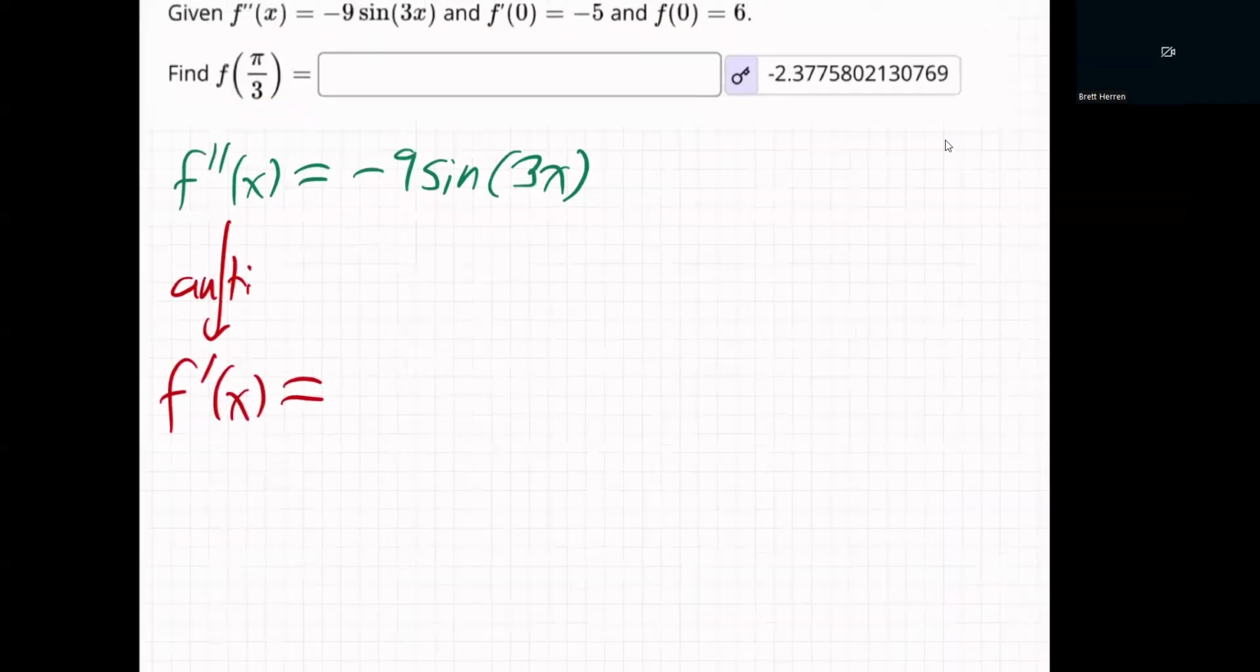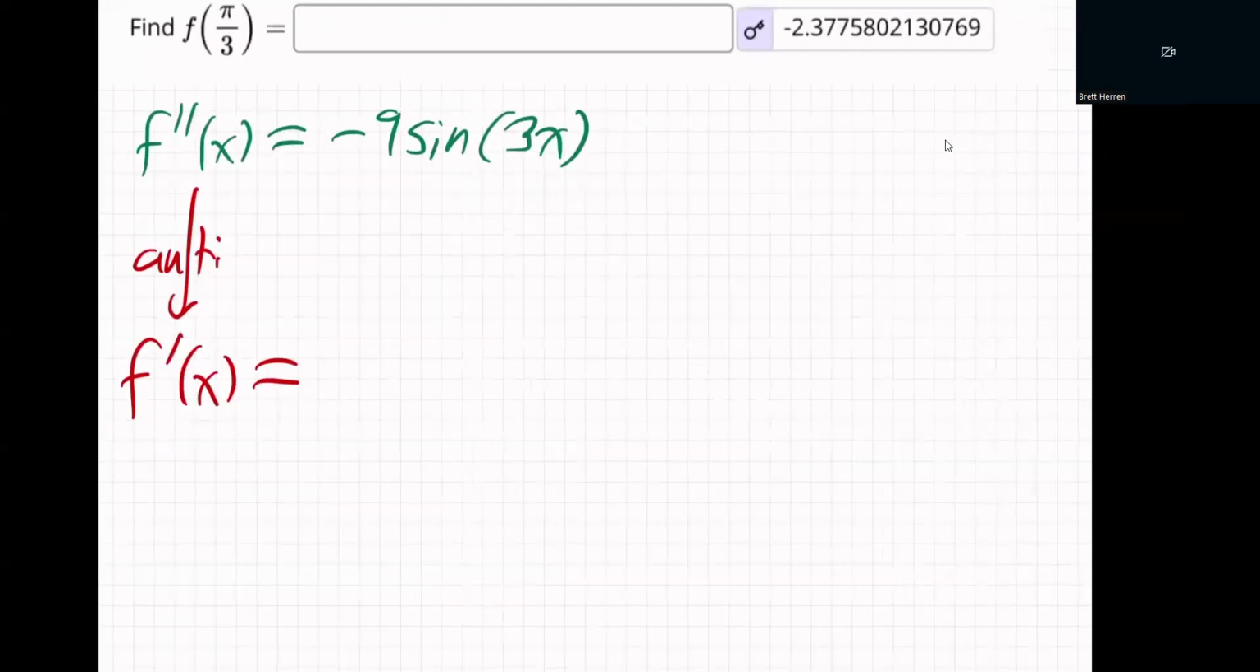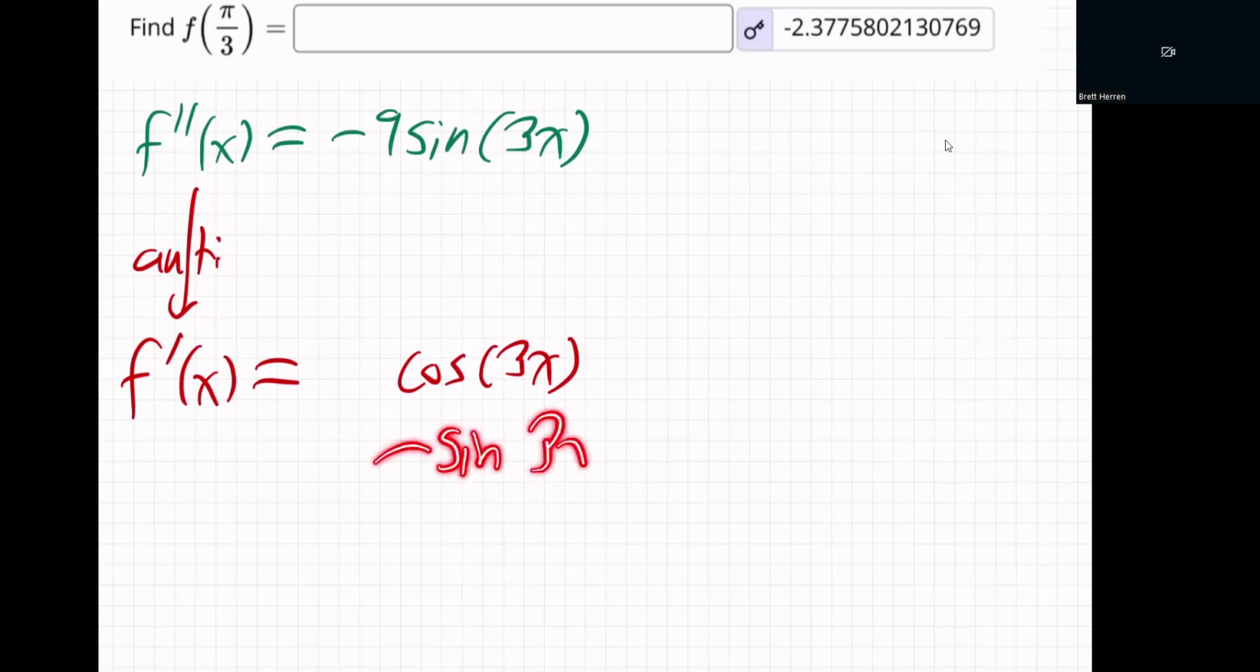How to do the antiderivative there? I'm just going to say you've got to think it backwards. It's got to be cosine of 3x, something like that, right? But if I just do cosine 3x, the derivative would be negative sine 3x times 3. And I want a minus 9 out there. Oh, so I've got to put a 3.